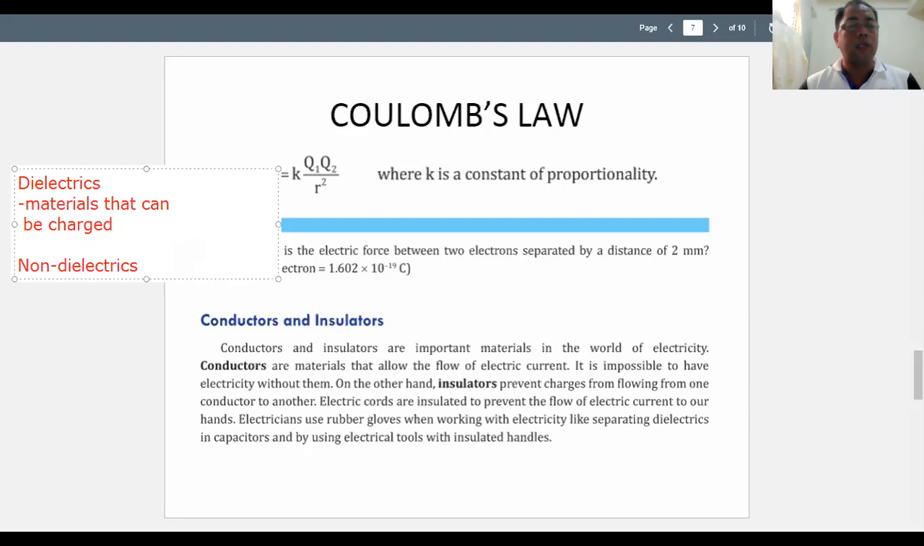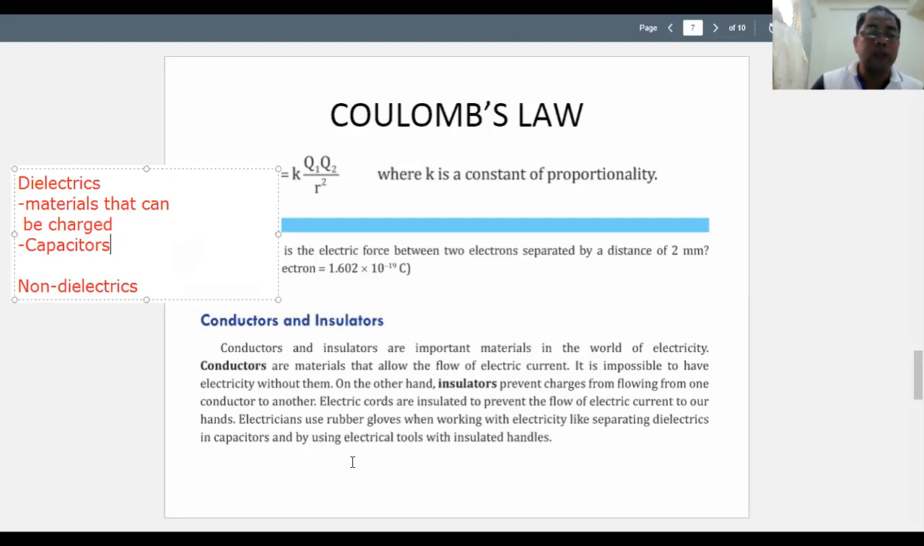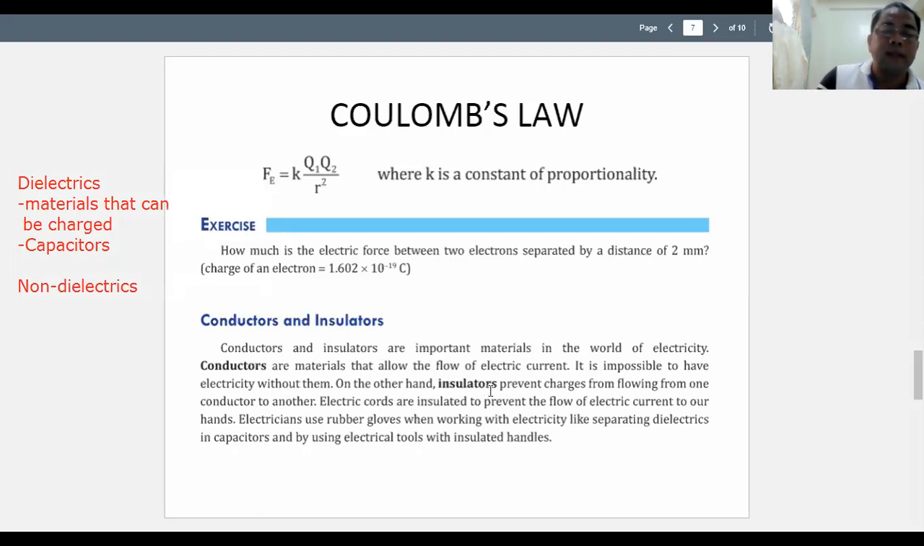non-dielectrics. We talk about dielectrics because these are materials that are used in some capacitors. We will go into the uses and the importance of this device called capacitors. Again, insulators are good materials that can be charged, and since they prevent the flow of electricity or charges, you can work safely when dealing with a live electrical wire.